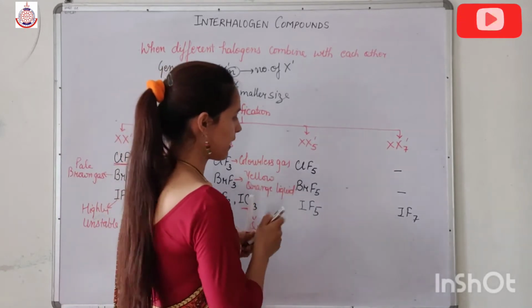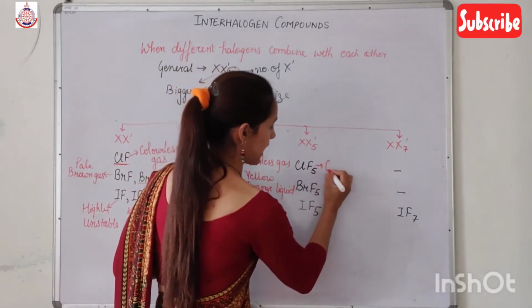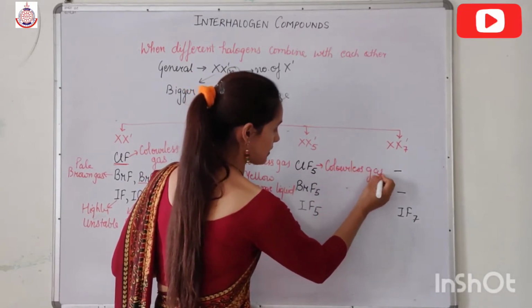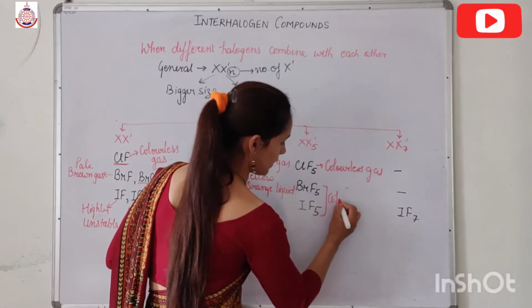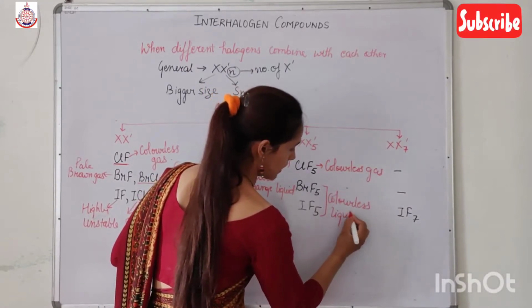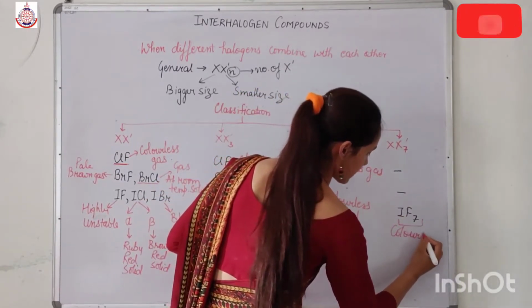Next, this ClF5 is a colorless gas, and these two are colorless liquids. And this IF7 is a colorless gas.